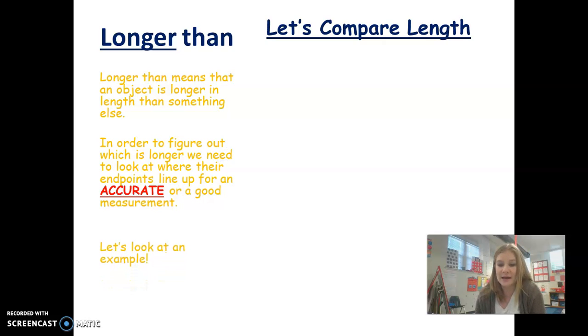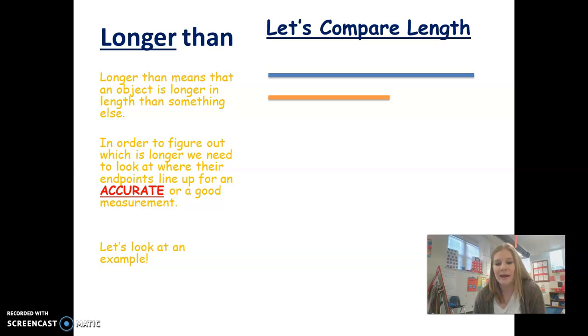So let's look at an example. I have this blue line and I have this orange line. Now I can tell by looking that I think the blue line is going to be much longer than the orange line, but in order for this to be a correct or accurate measurement, I need to make sure that the endpoints are lined up first. The endpoints are where we start measuring. So these arrows are showing you that the blue line and the orange line, those are their endpoints. They start at the same spot, so I know this will be an accurate measurement. If they were not lined up, it would not be accurate. You would not be able to accurately tell which is longer or shorter than the other.